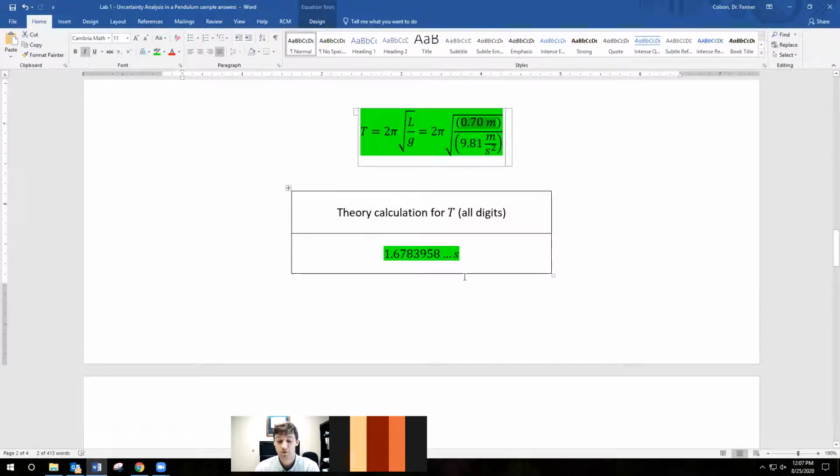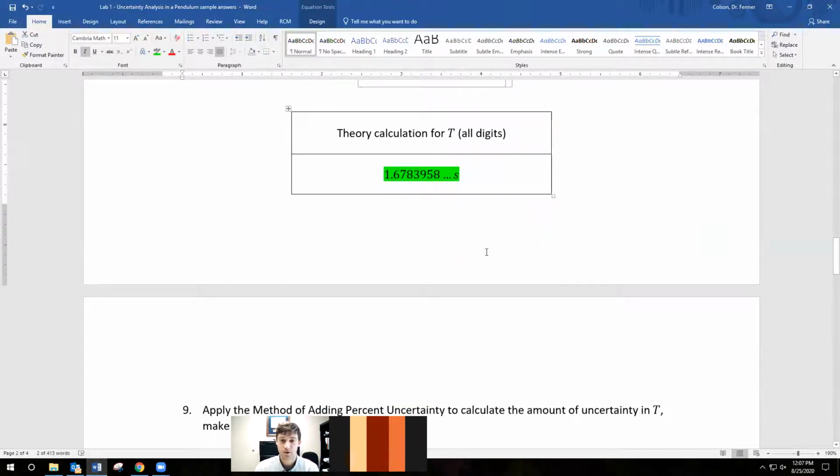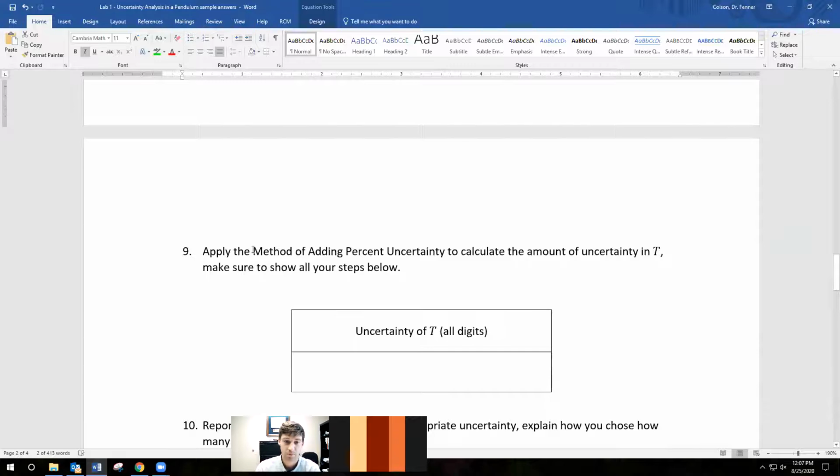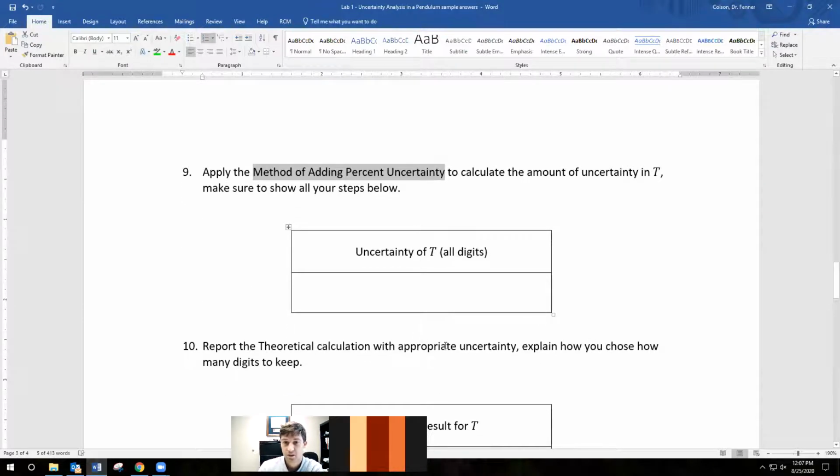And so moving from measurements, which have some uncertainty, and then you make calculations using those measurements, how do you determine the uncertainty in a calculation when it uses numbers from measurements, which themselves have uncertainty? When you have that type of problem, at this level, the technique that we use is called the method of adding percent uncertainty.